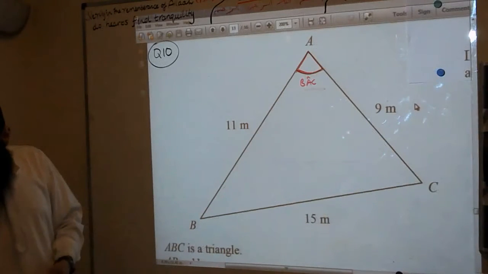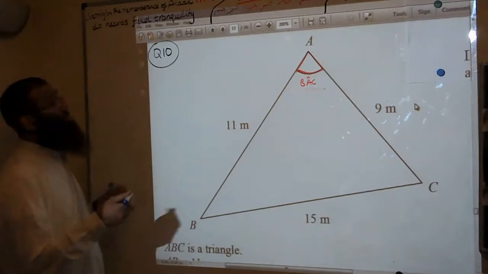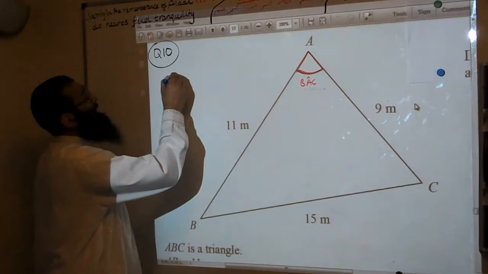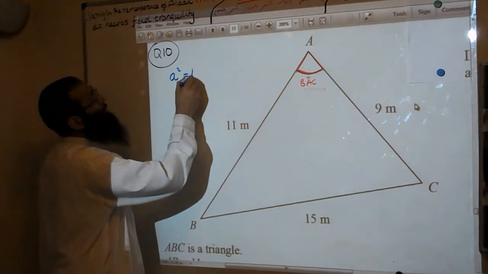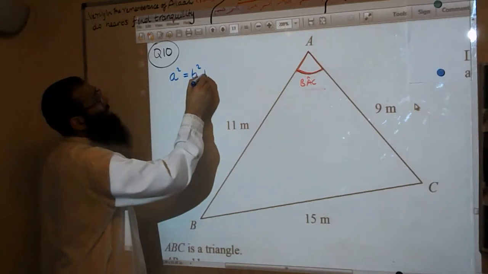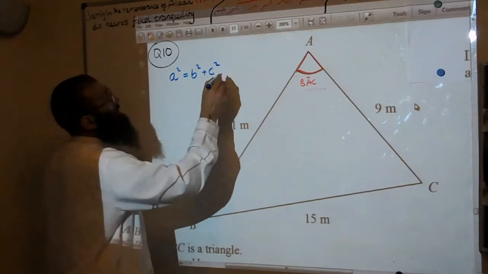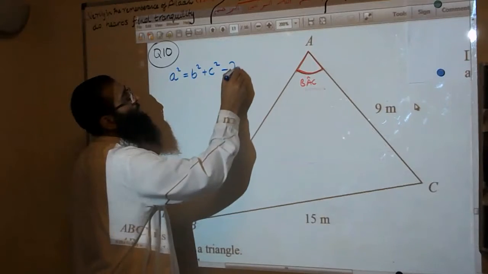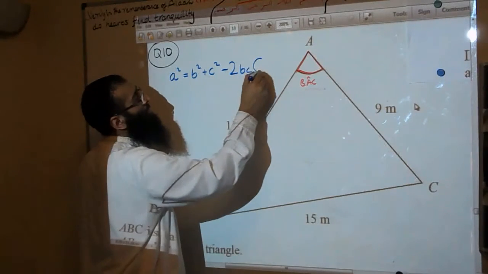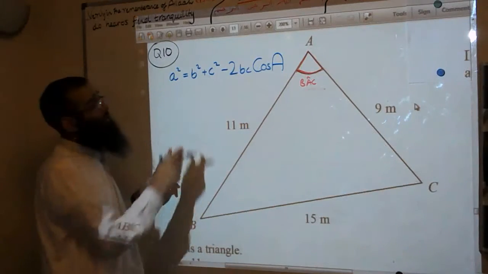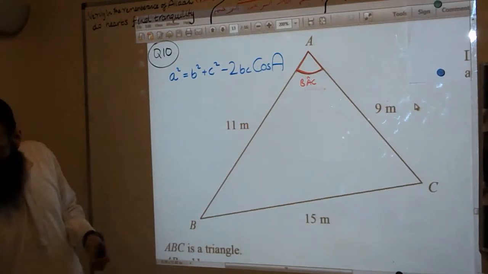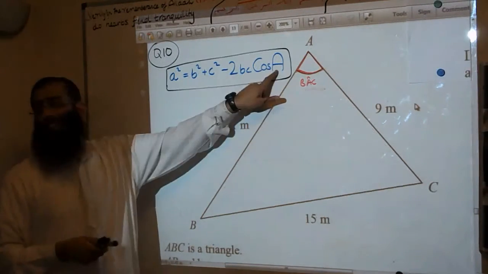So let's write down what the cosine rule is first of all. The cosine rule starts in this normal format: a squared is equal to b squared plus c squared minus 2bc cos A. Cos A, according to this formula, is divided by 2bc. Or you don't have to do that. A is the angle that you're looking for.